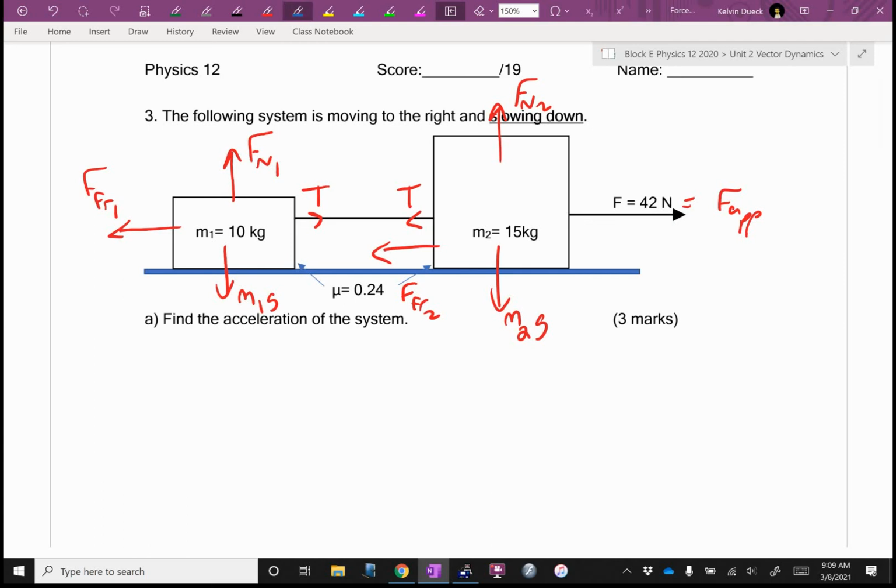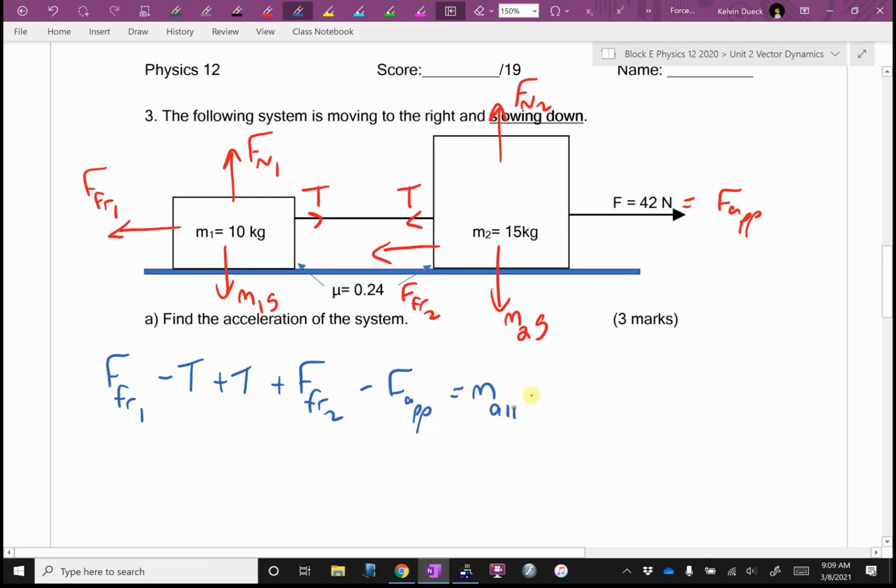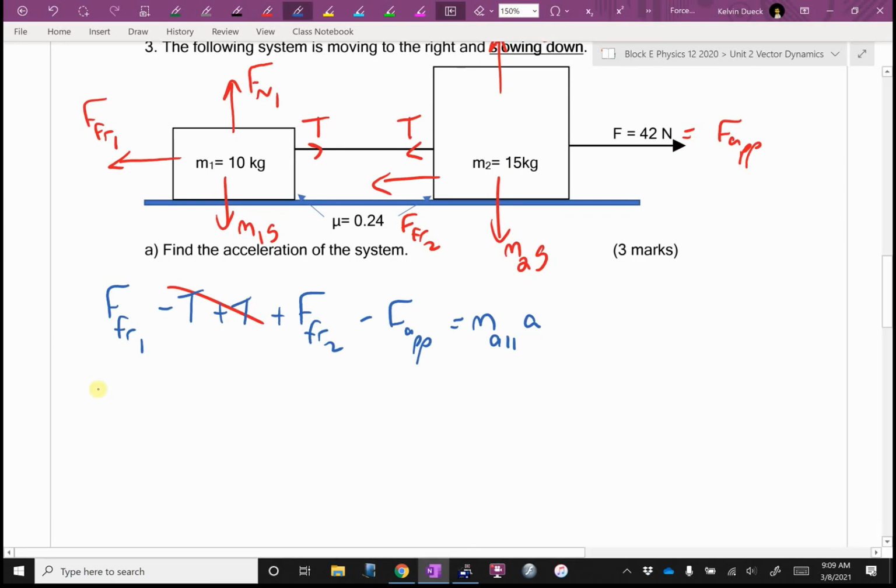So strangely, my equation is going to look like this. Winner, friction 1, minus loser, plus winner, plus friction force number 2 is a winner. Minus loser equals M all A. Is that okay? Has to be that way. Tension still cancels. Yay. They want me to find the acceleration, so A is going to be friction force 1 plus friction force 2 minus F applied all over M1 plus M2.